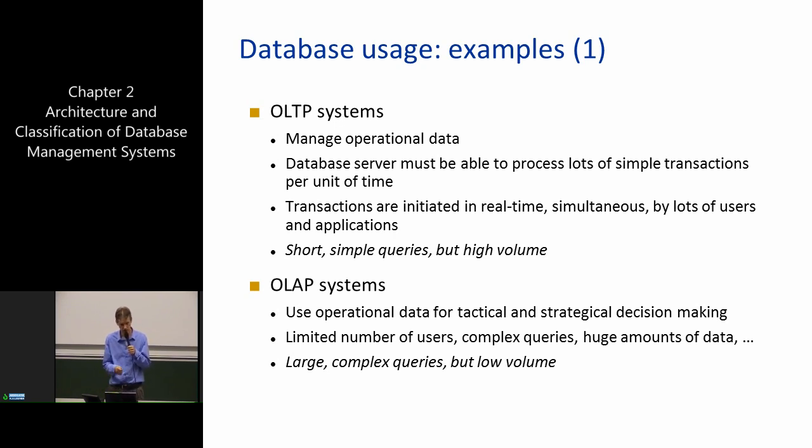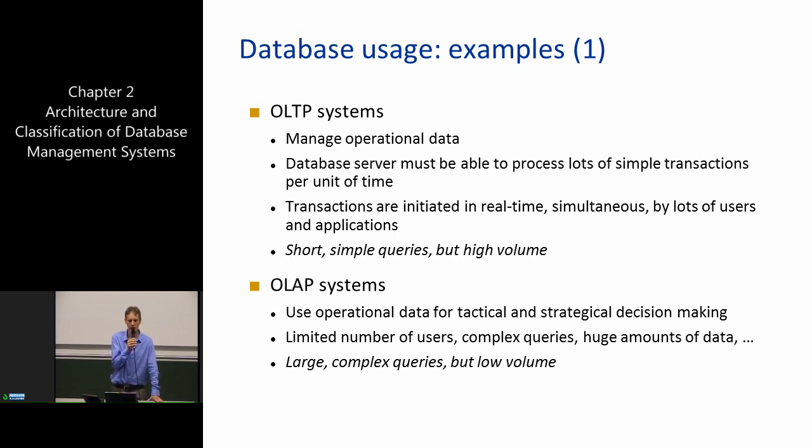So the transactions are initiated in real time, simultaneously, and you have lots of users and applications that are going to simultaneously access the database. So you have short, simple queries, but a high volume. These are what we call OLTP systems, and your database should also make sure that it can process short, simple queries, inserts, updates, deletes, but with high volume simultaneously. So again, facilities for concurrency control will also be very important here.